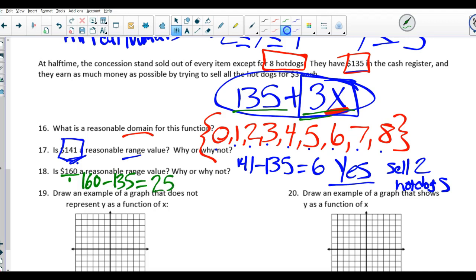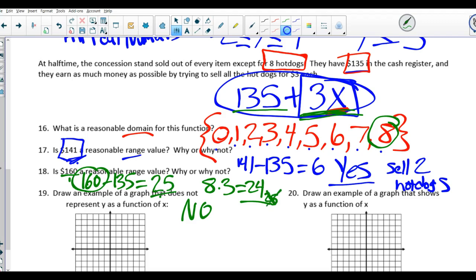Well, I'm going to be selling hot dogs for $3 a piece. How many $3 hot dogs can I sell to make $25? Well, if I sell 8 hot dogs, that's the most I can sell. That's my highest amount. 8 times 3 is only 24. That's the most extra money I can make. Can I make 25 more to make it 160 total? No.